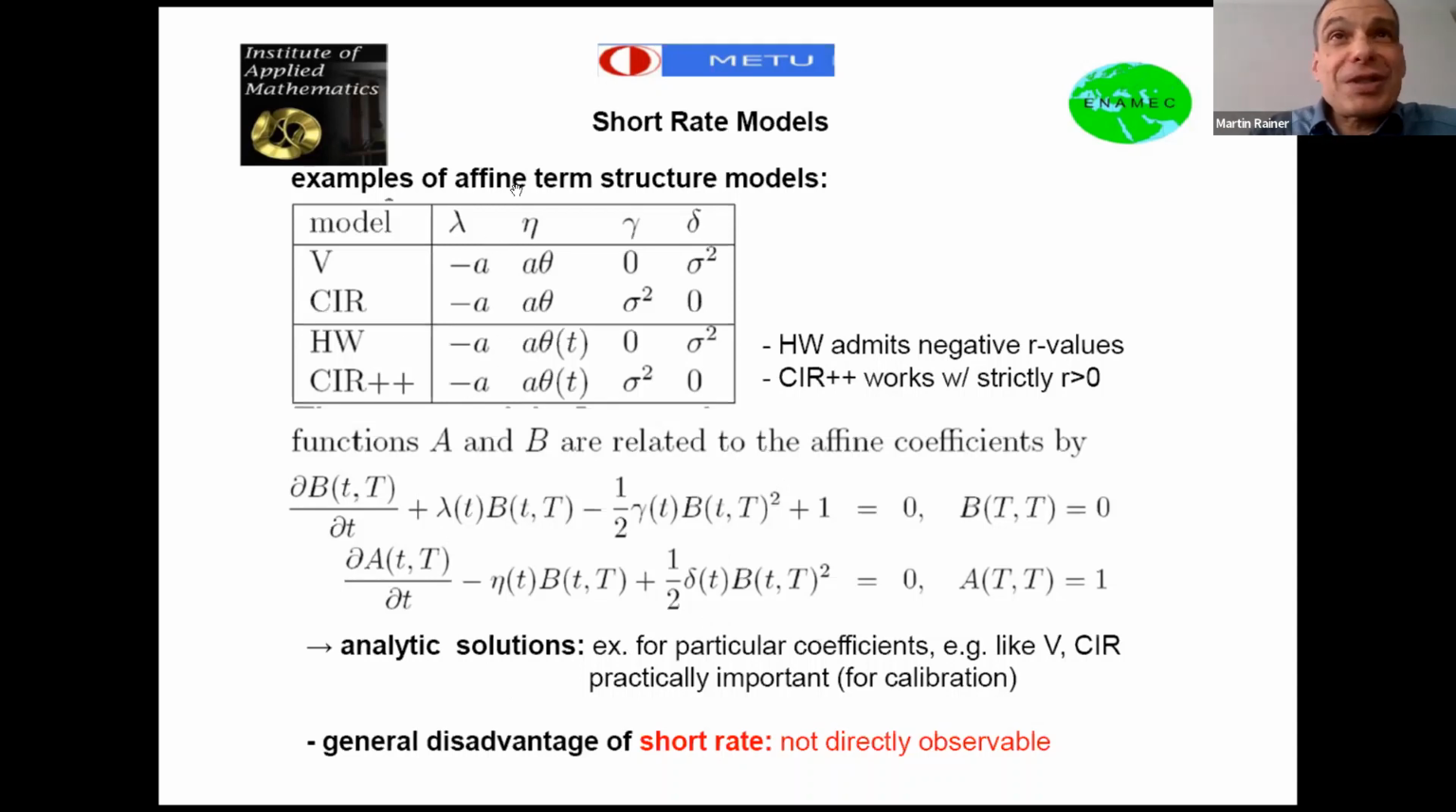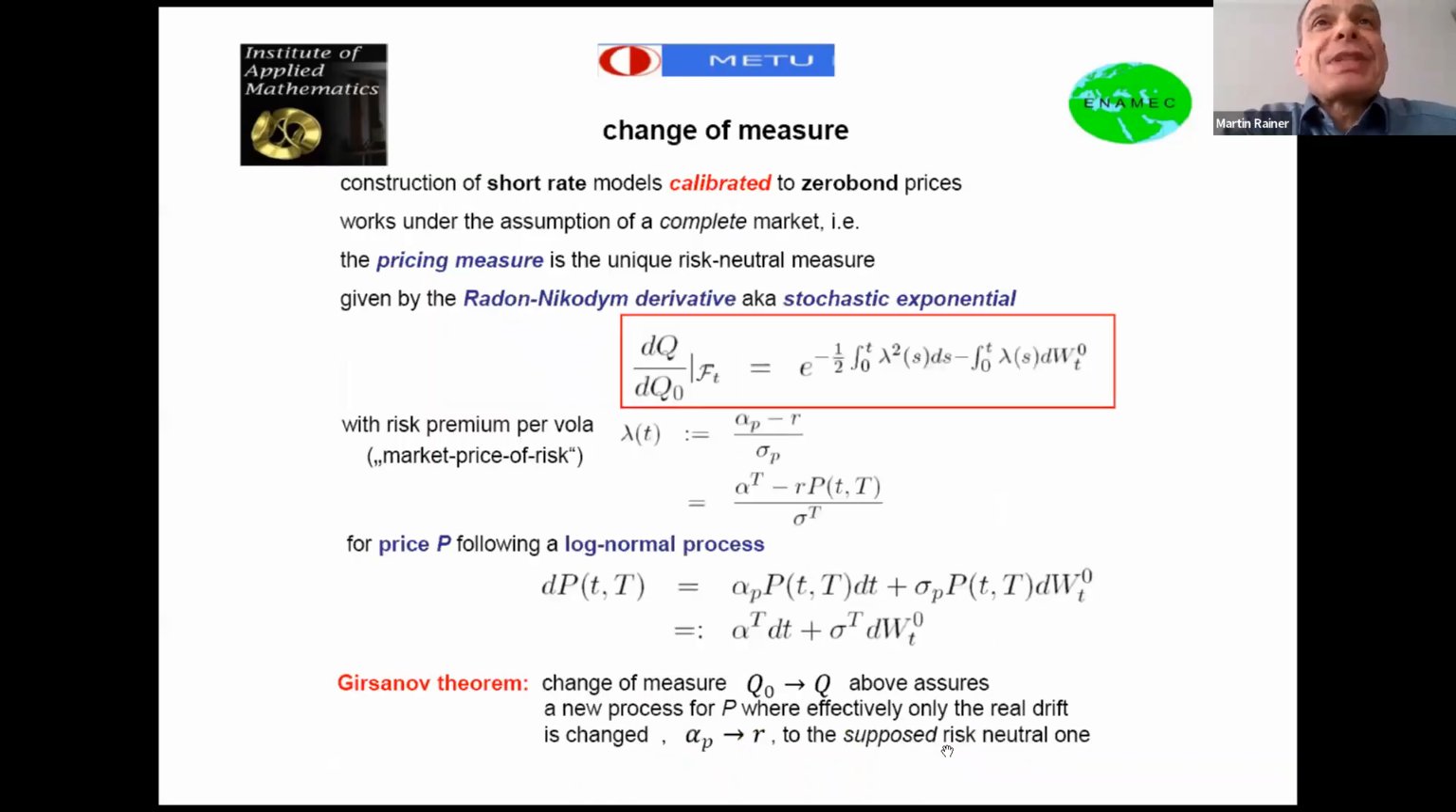So what is the advantage of such short rate models? You get from the stochastic differential equation a usual differential equation and an analytic solution from such a Riccati type of equation. The general disadvantage is of course that the short rate is actually an extrapolation which is not really directly observable from the term structure. This is a price you pay. When we have the short rate models, they are calibrated to the zero bond prices. This works. We have an assumption behind it, which is the assumption of a complete market.